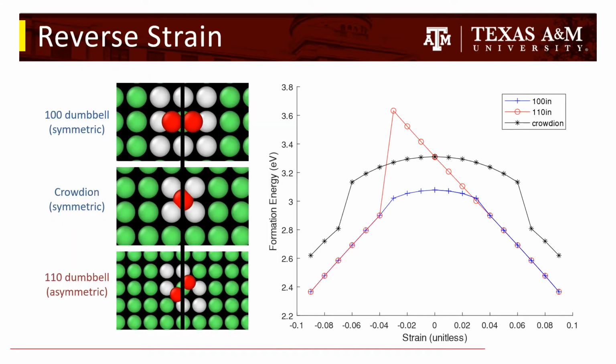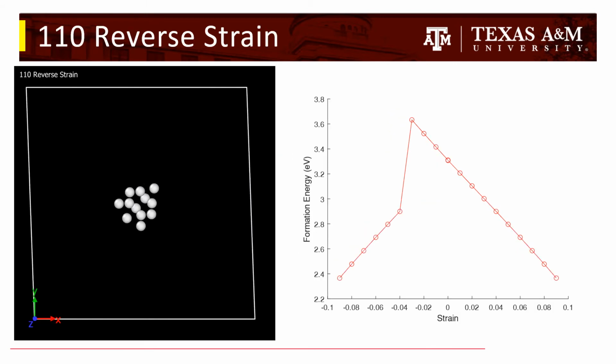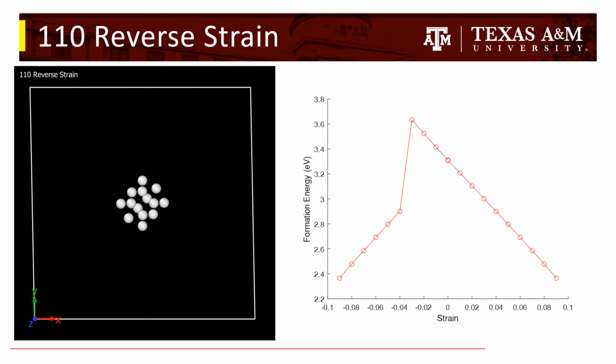The question was then asked, what happens when a strain is applied in the opposite direction, meaning in the negative xy? Looking at the three interstitials, both the 100 dumbbell and the Crowdion have symmetry across the x and y planes. The 110 dumbbell, however, does not. And so when the energies were calculated in either direction, while the two symmetric interstitials mirrored, there was an odd increase on the 110. Looking at the animation, the 110 originally resists the strain, which is why there is a continued linear increase on the formation graph.